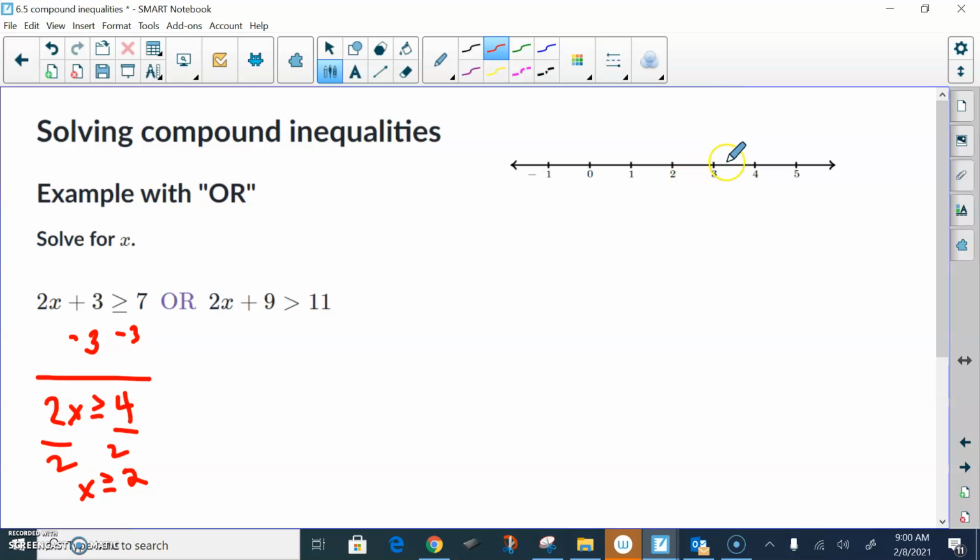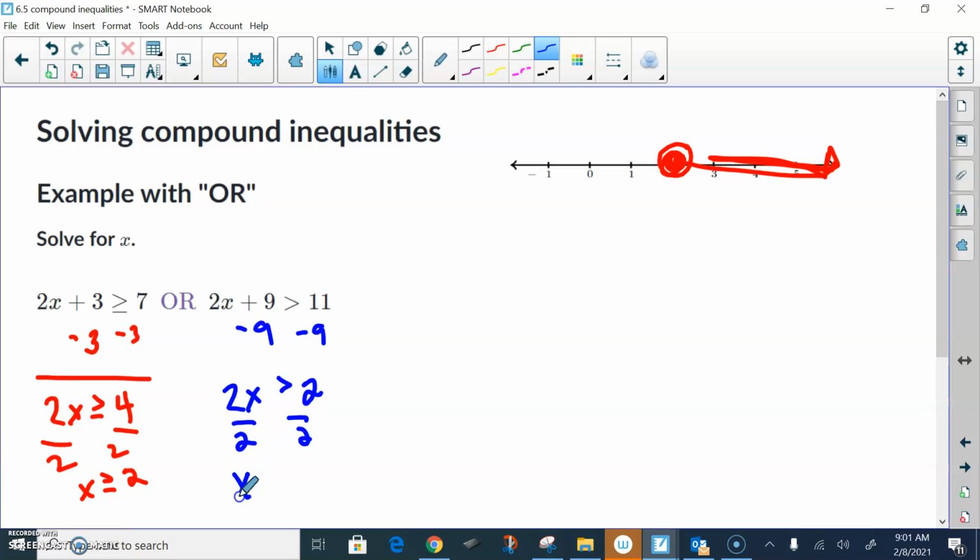Let's go ahead and graph that. It's greater than or equal to 2, so we make that a solid circle and shade to the right. Let's try the next one. Subtract 9 from each side, and we get 2. Divide each side by 2. We get x is greater than 1. It's an open circle because there's no bar, and we shade to the right.